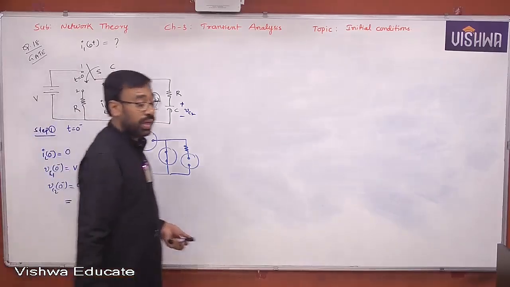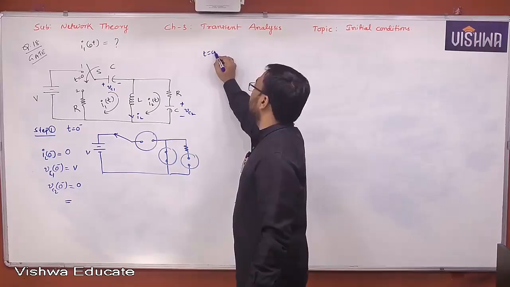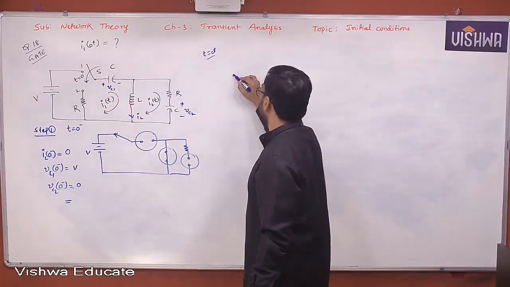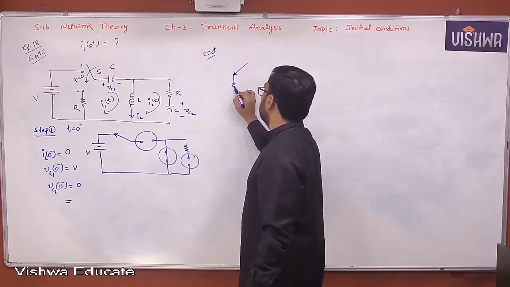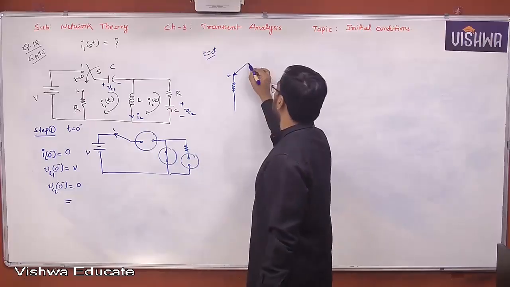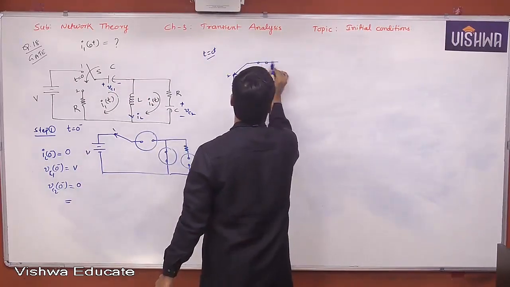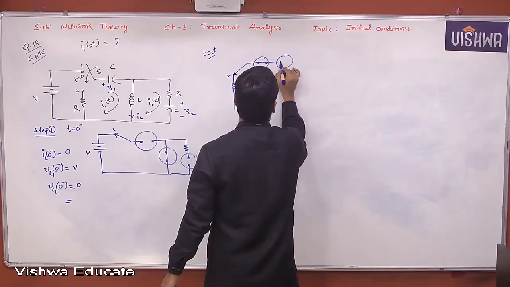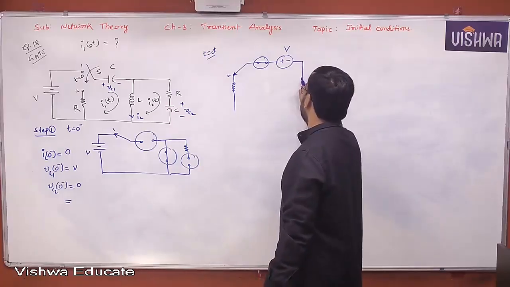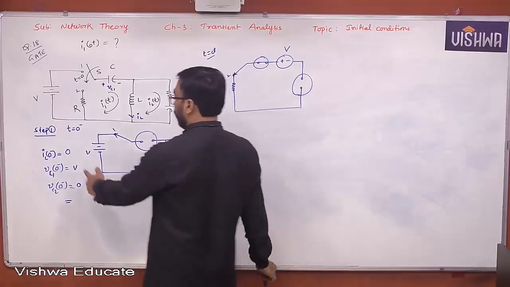Based on this information only, you can construct the t equal to 0 plus equivalent. The t equal to 0 plus equivalent can be constructed. Switch is at 2. Yes, 2. Okay, this is at 1. Now, the capacitor can be replaced by what? Voltage source with a series capacitor model. Plus minus voltage V. Inductor is acting like an open circuit because the current flowing through the inductor at t equal to 0 minus was found to be 0.